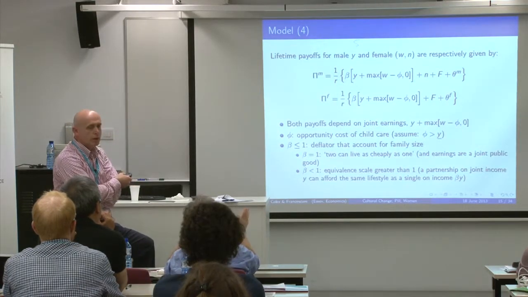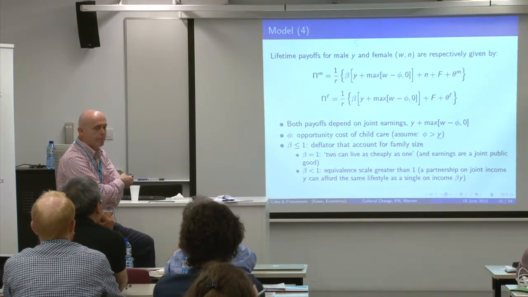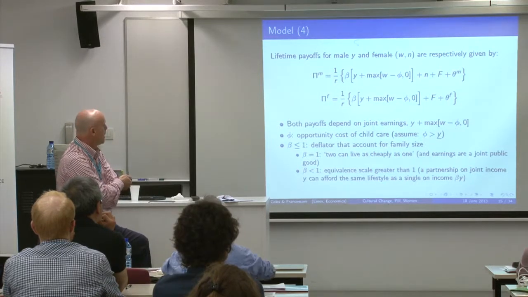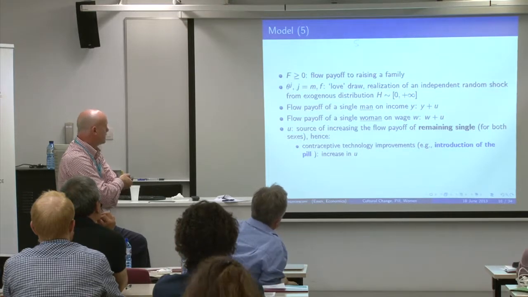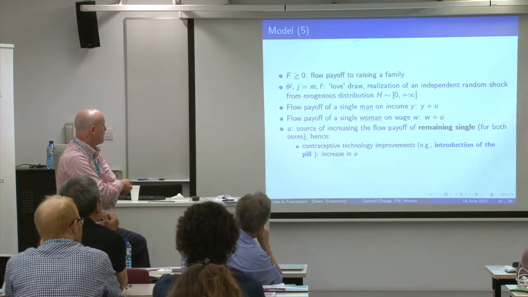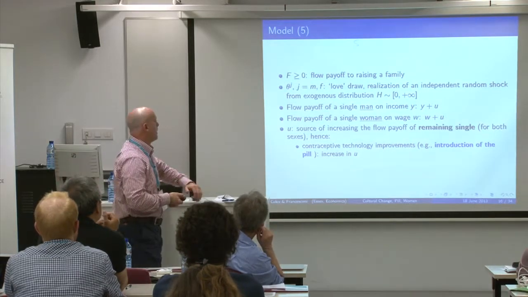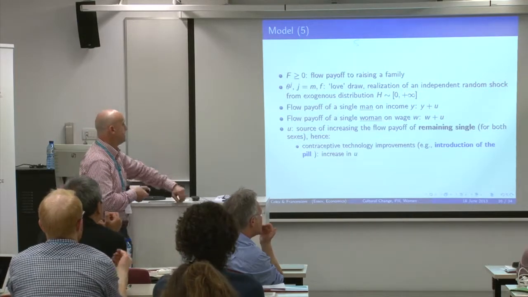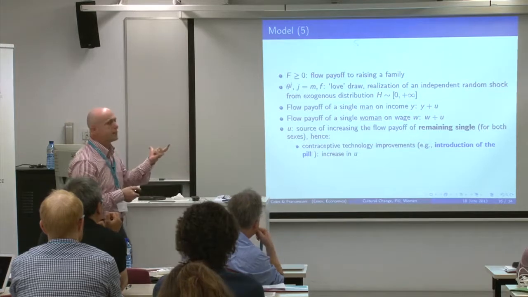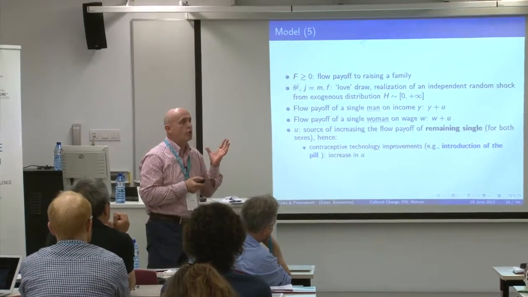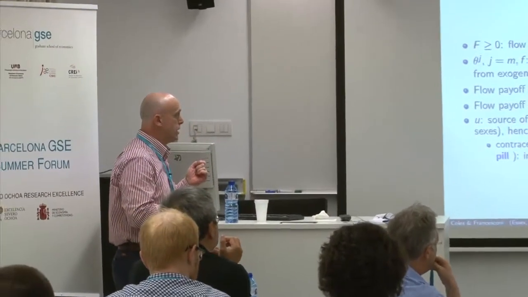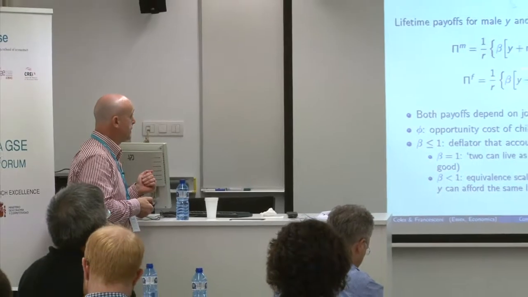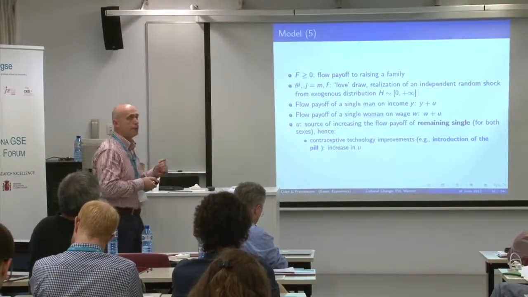Yes. But Y and N could be all put into one index. And rename. Indeed they will. Okay, so the only other thing that I wanted to emphasize is that the flow payoff to either a man or a woman is actually going to be enriched by a component, U, and U is basically this flow payoff of remaining single. So that's exactly the way in which the contraceptive technology improvements are going to be coming into the model. If there is an improvement like the pill, then this will come with an increase in U. So both this component and this component will have to be raised by U.